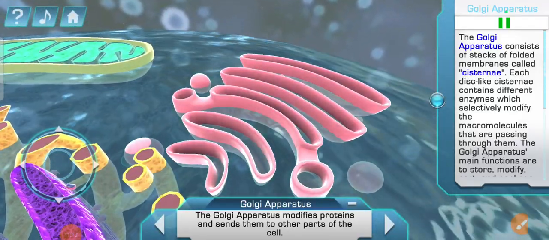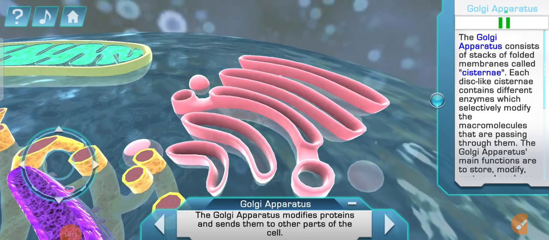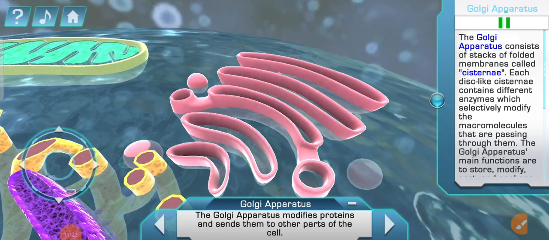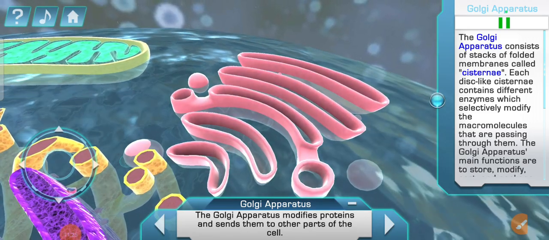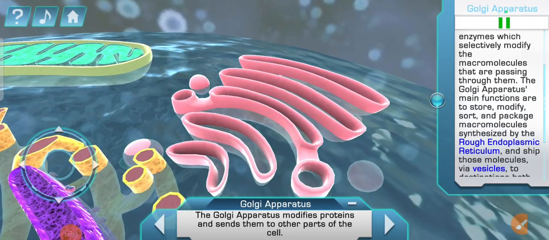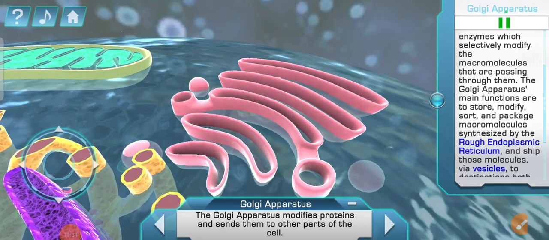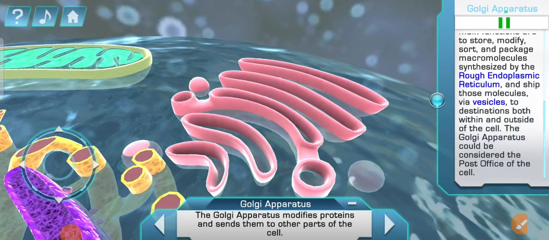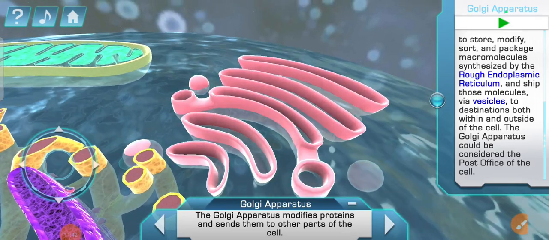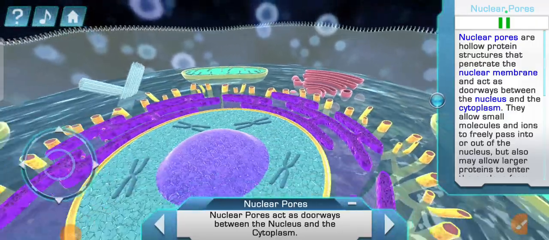It is the structure of the Golgi apparatus. The Golgi apparatus modifies proteins and sends them to other parts of the cell. The Golgi apparatus consists of stacks of folded membrane called cisternae. Each disc-like cisterna contains different enzymes which selectively modify the macromolecules that are passing through them. The Golgi apparatus' main functions are to store, modify, sort and package macromolecules synthesized by the rough endoplasmic reticulum and ship those molecules by vesicle to destinations both within and outside of the cell. The Golgi apparatus could be considered the post office of the cell.